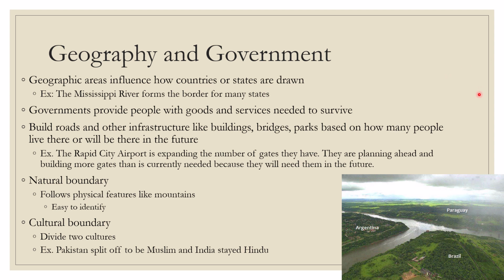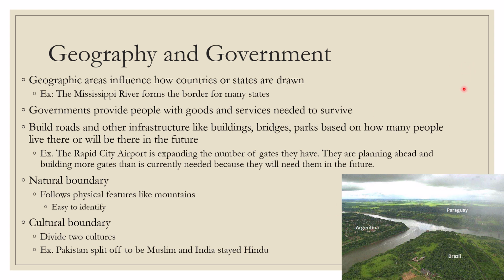So, government is part of culture, but it can also help dictate what countries are where or why we have certain borders. So we might have geographic boundaries that are going to form a country or a state. For example, the Mississippi River is the border for quite a few states. It starts in Minnesota and goes all the way down to Louisiana. It actually forms the border of most of the states that it goes through. Another example is this river, and it looks like two rivers, that flows between Argentina, Paraguay, and Brazil. So it just forms that natural boundary.